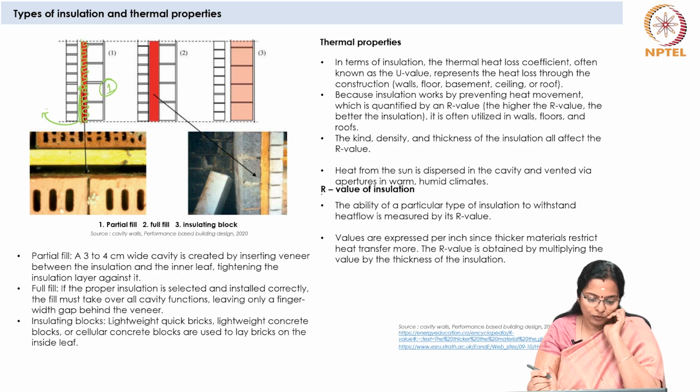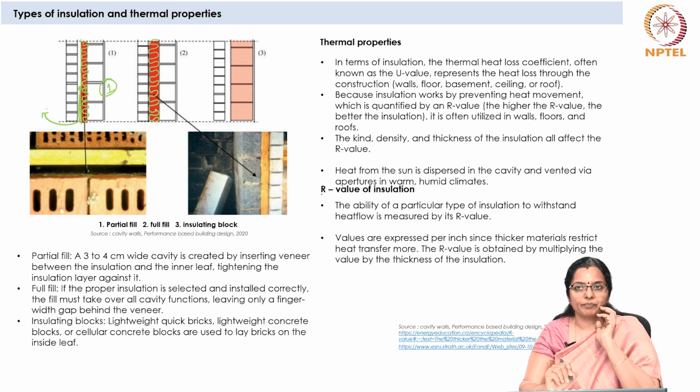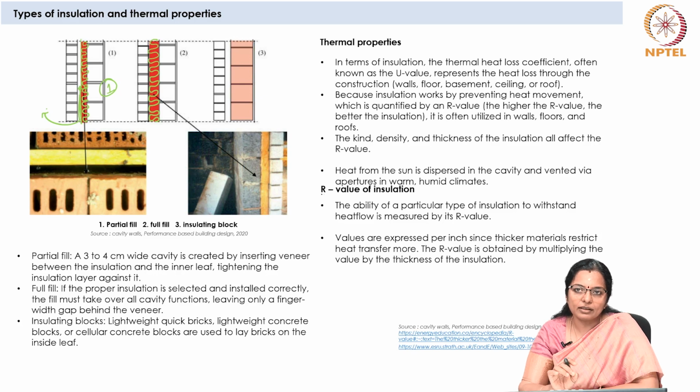Next is the full fill. So, complete filling of insulation is the second type. If the proper insulation is selected and installed correctly, this fill must take over all cavity functions, leaving only a finger width gap between the veneer. Third is placing insulating blocks. Lightweight quick bricks or lightweight concrete blocks or cellular concrete blocks are used to lay bricks on the inside leaf.